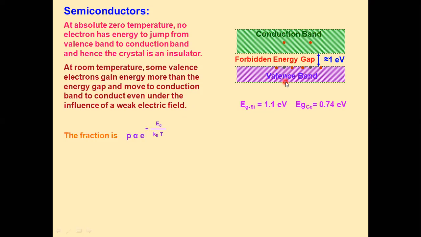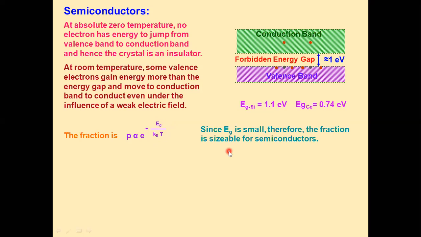The band gap in the semiconductor is very small. So the fraction, that is the amount of electrons, is directly proportional to e raised to the negative power of the energy band gap per kBT. Here kB is the Boltzmann constant and T is the absolute temperature.